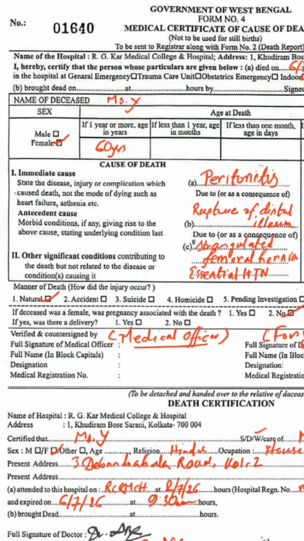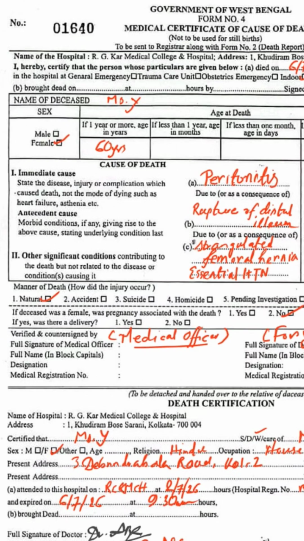Here you have to mention the sex, and then the age. What is the age at death? There are 4 columns given. For age above 1 year, it is written in completed years. Below 1 year, you have to write in completed months. Below 1 month, you have to write in completed days. Below 24 hours, you have to write in completed hours.